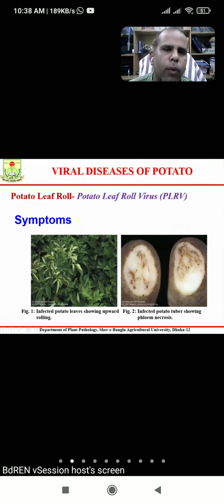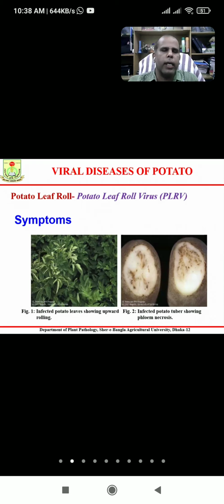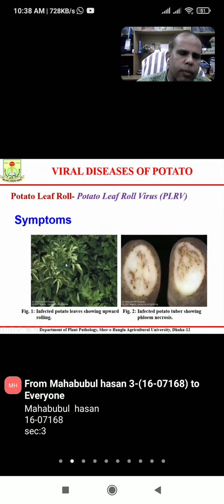The leaf roll. We eat different kinds of rolls, vegetable roll, shawarma roll, chicken roll, so many rolls, meaning we roll something up. So here, leaf roll: the leaf of the infected plant shows the rolling. You can see this is the typical symptom. That means the infected plant leaf becomes rolled due to the infection of this virus, this potato leaf roll virus.